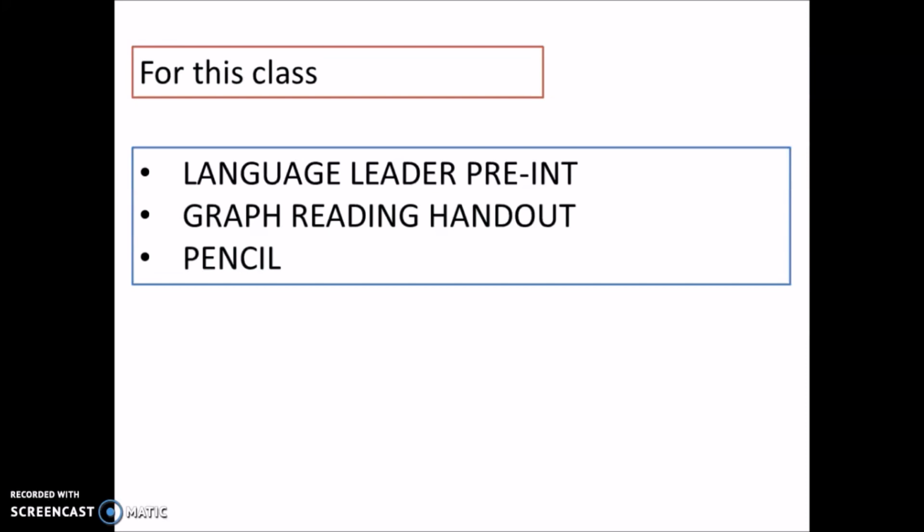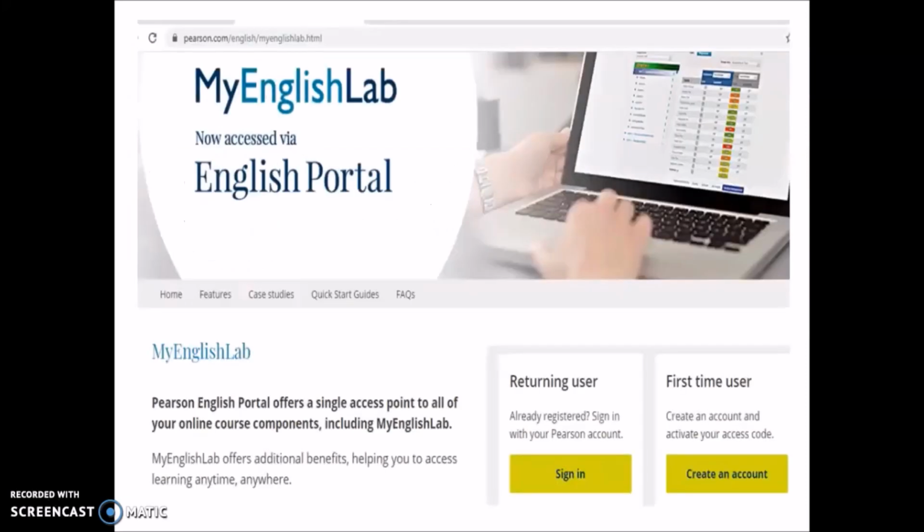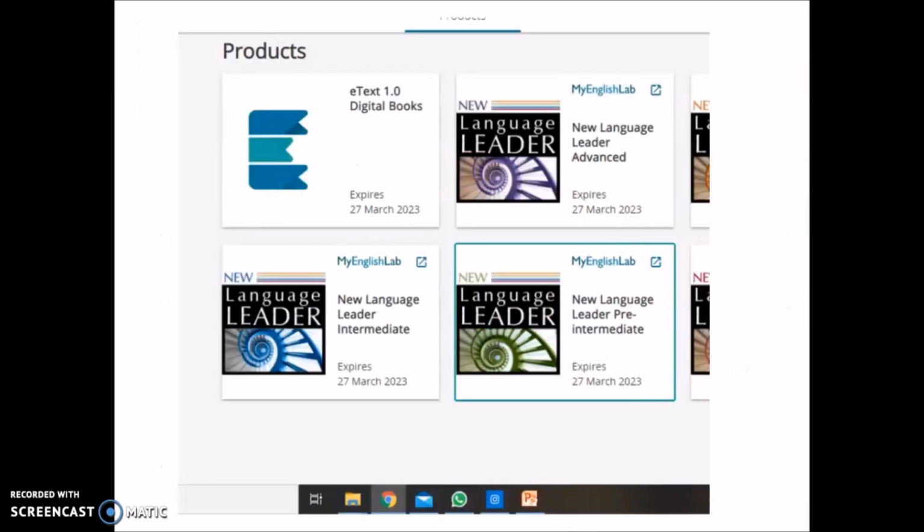First, we're going to start with the book, Language Leader. If you don't have the hard copy of the book with you, you can get it from My English Lab, which we sent you the other day from G-Class. We sent you the details. So after you go into My English Lab, sign in. When you sign in, you need to put in your username and password. After that, you need to choose your book, which is pre-intermediate level.